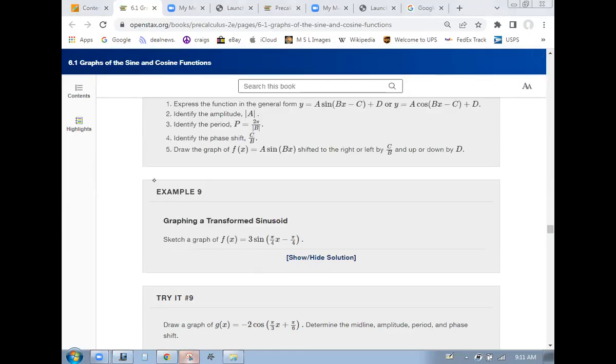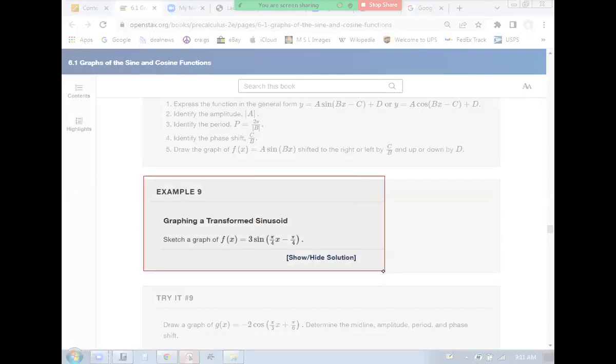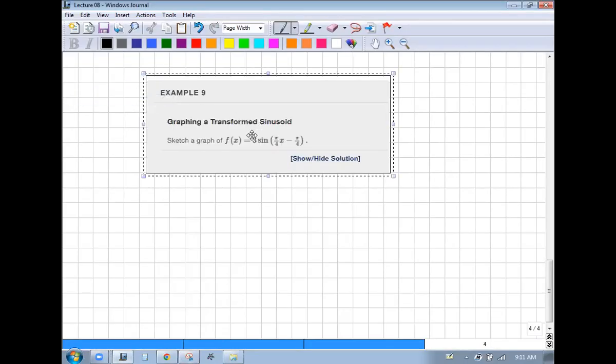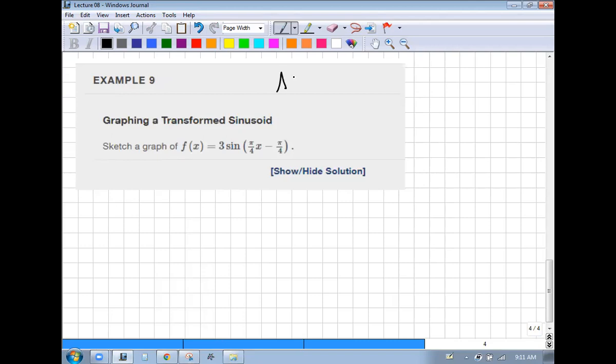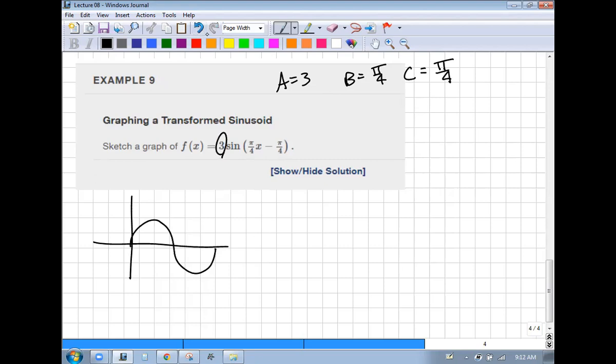This one's going to be a little more difficult. This one has an amplitude of 3. Let's see, our b value here is pi over 4. Our c is pi over 4. Remember, the c is what's being subtracted here. Okay. So sine typically looks like this, right? But this is making it 3 times taller.